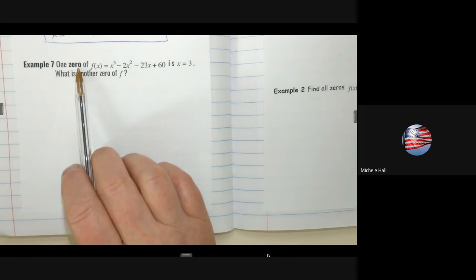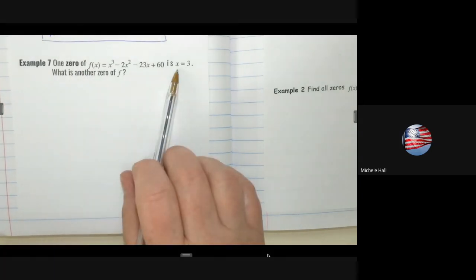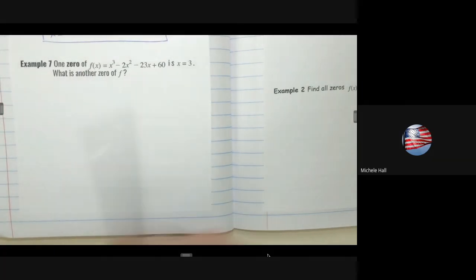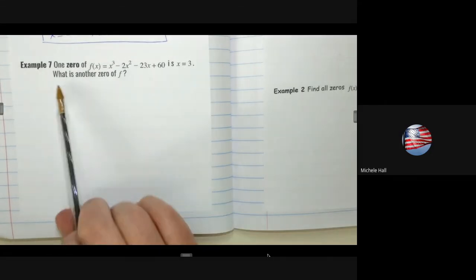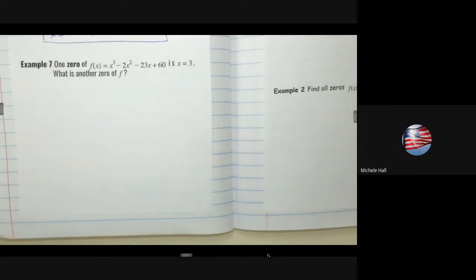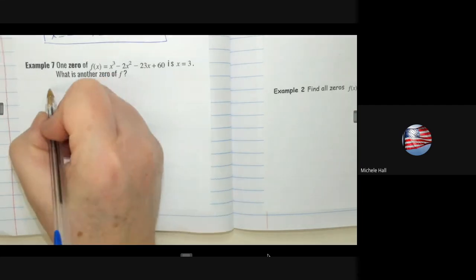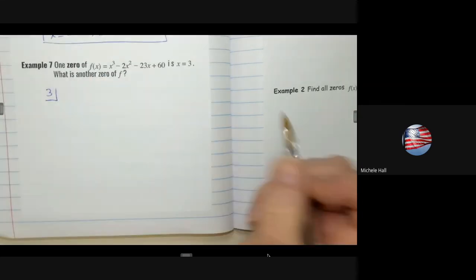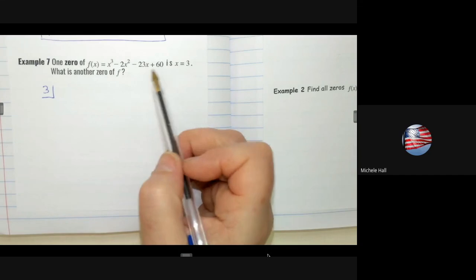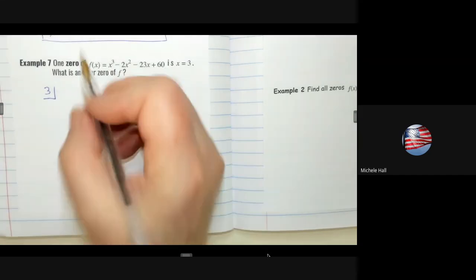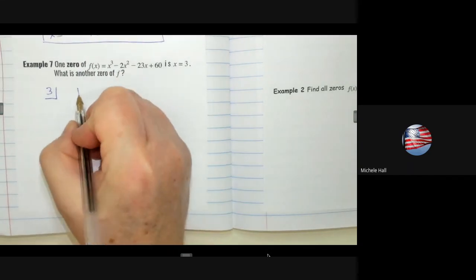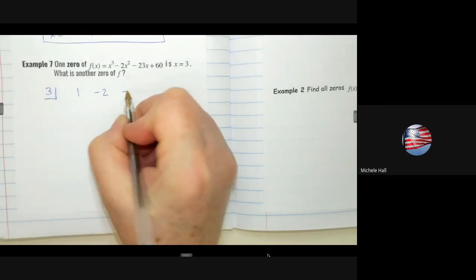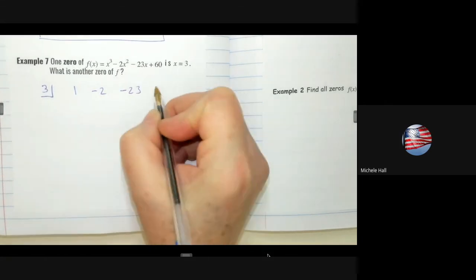Example 7. One zero of this polynomial is x equals 3. So we already know one of the zeros. What is another zero of f? Okay, so we know that 3 is one of the zeros. We have x cubed, x squared, x, and the constant, so all of my terms are there. Peel off the coefficients, we get 1, negative 2, negative 23, and 60.